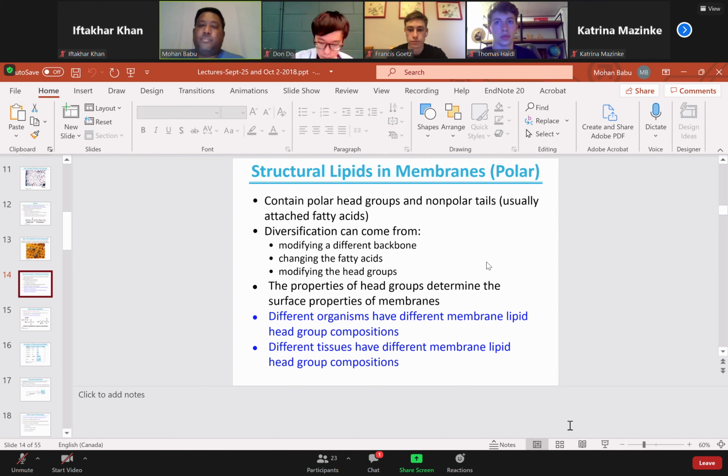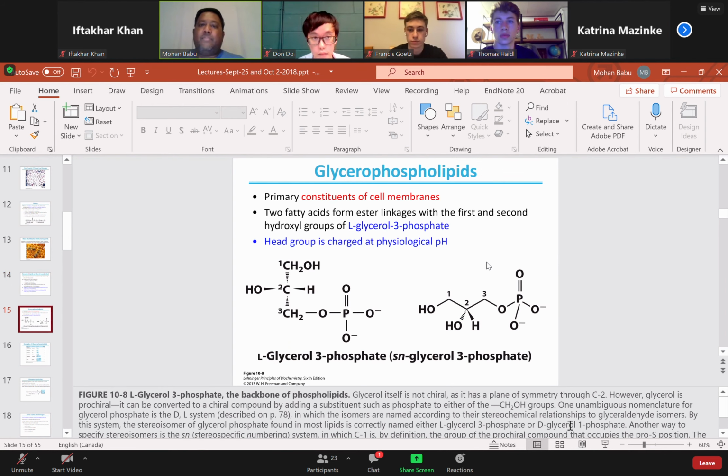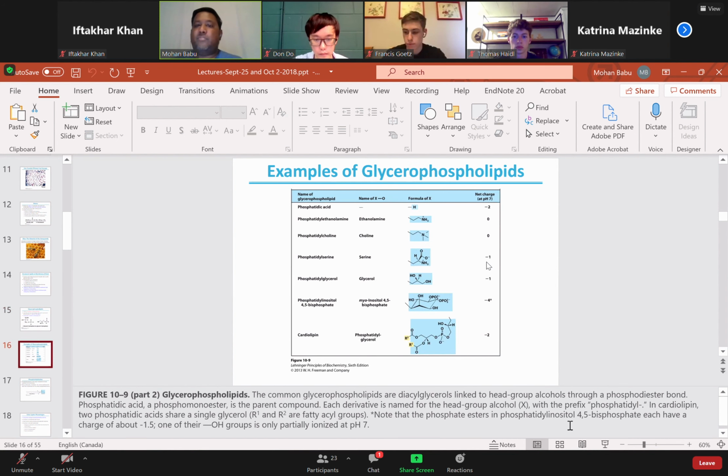These are the primary constituents of cell membranes. They have the first and second hydroxyl groups esterified to glycerol 3-phosphate, and the head groups are usually charged based on the physiological pH. Some examples of glycerophospholipids are phosphatidylserine, phosphatidylcholine, phosphatidylglycerol, and cardiolipin. You don't have to memorize any of these formulas. Just remember some of the examples.